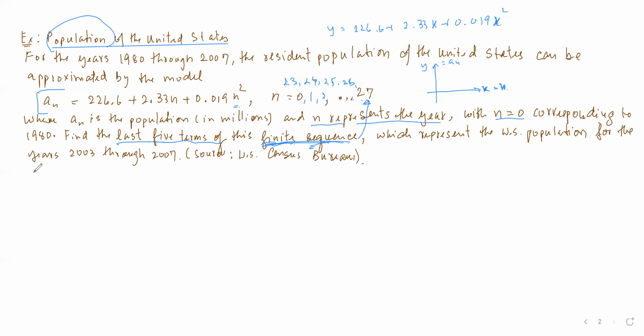Now we start to do the question about that. In this case, they give the formula already. It's easy, right? You just replace. Because they say n starts from 0, you say a naught equals 226.6 plus 2.33 times n, and n is 0, and plus 0.019 times 0 to the power 2. So this is 0, 0, so this is going to be 226.6. Okay.